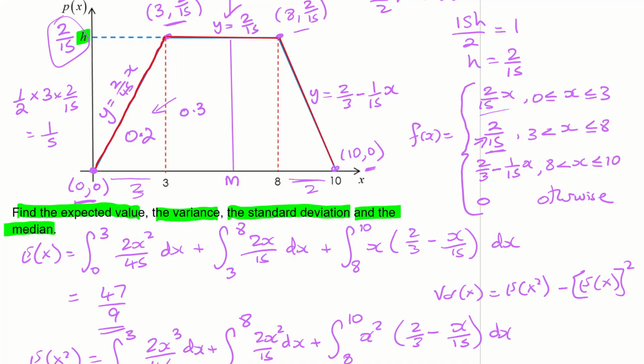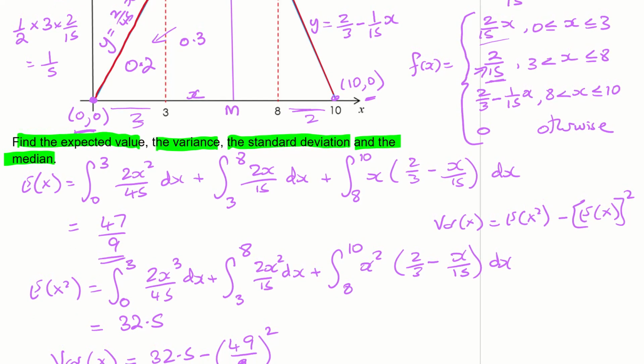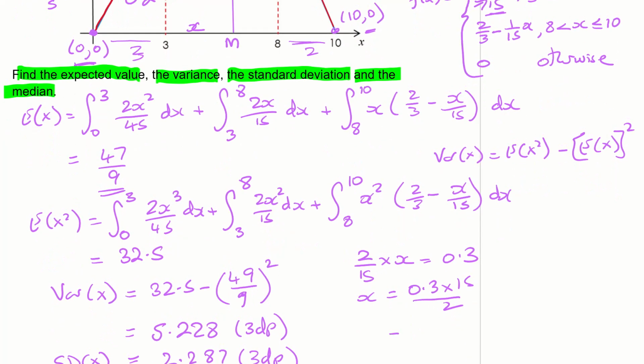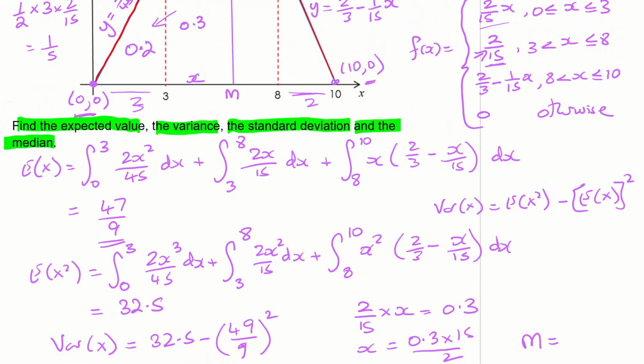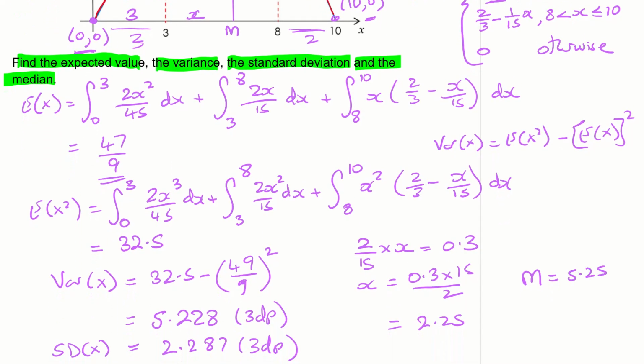So let's call this x. And then what we get is 2/15, which is the height, times the width, which is x, has to be equal to 0.3. And so x is equal to 0.3 times 15 divided by 2, which gives us 2.25. And so the median is 3 plus 2.25, which gives us 5.25.